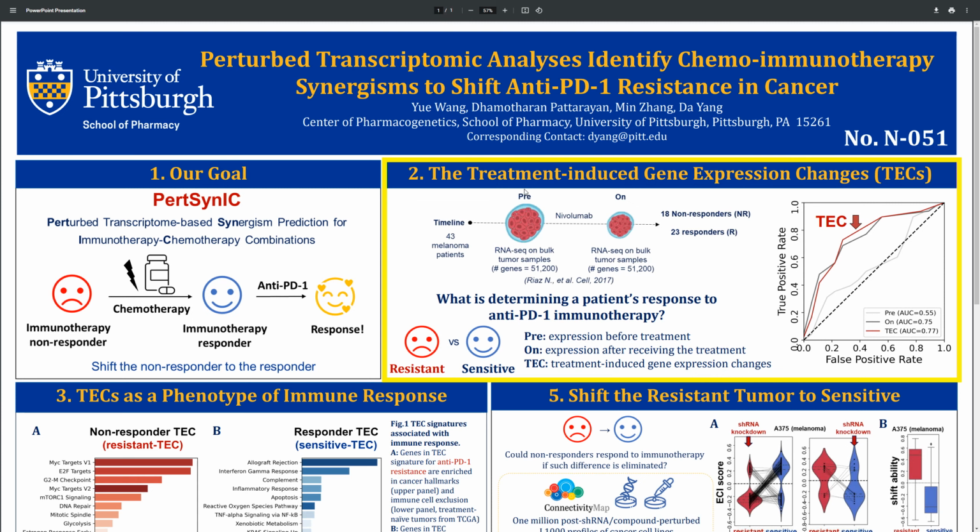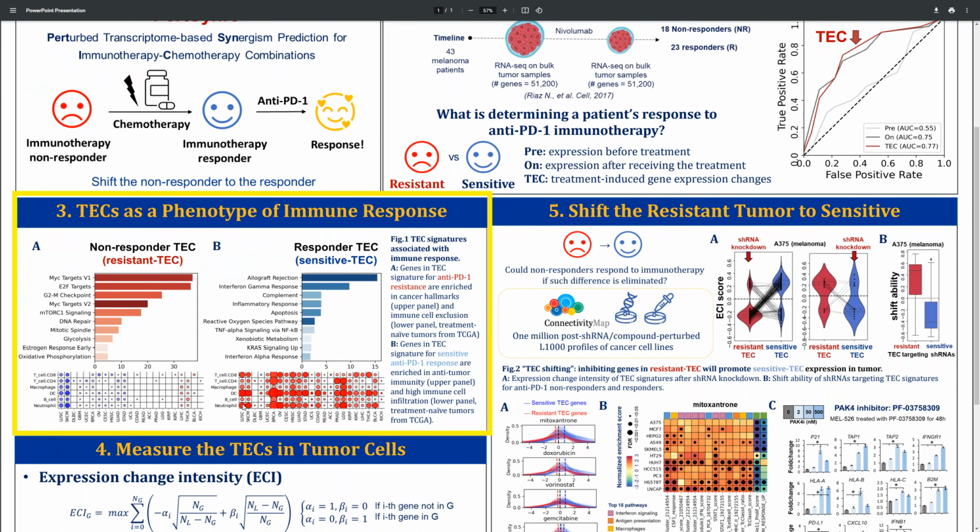The reason we use the treatment-induced expression changes, which is termed TAC here, is that we found that compared to the gene expression before and after treatment, TAC can best represent the difference between an immunotherapy responder and a non-responder. We established the TAC signature for responders and non-responders.